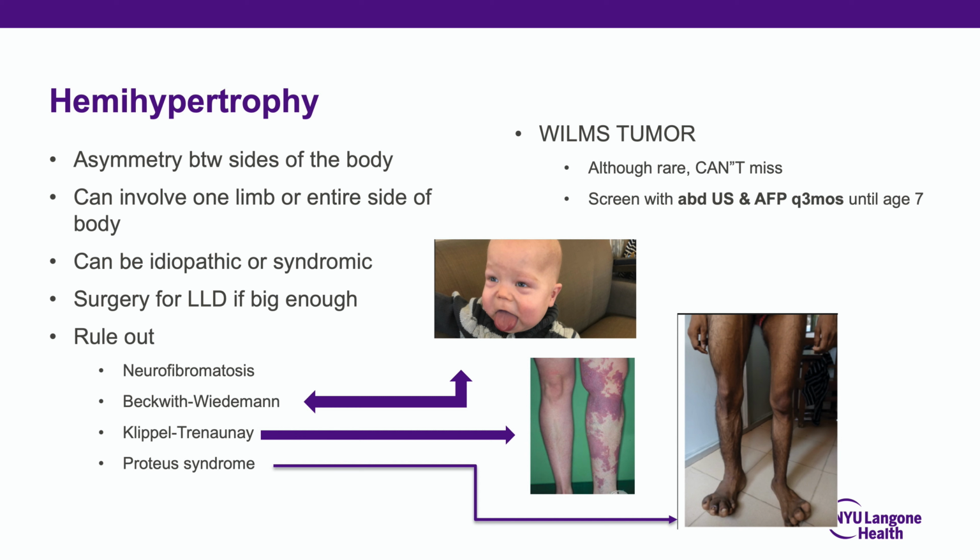You want to rule out neurofibromatosis. You want to rule out Beckwith-Wiedemann syndrome, which is typically characterized by a very large tongue, some glucose abnormalities, and microcephaly. This is typically evident at birth. Klippel-Trenaunay syndrome, which is characterized by vascular malformations on the larger leg. Again, children will typically have this diagnosis by the time they come to see you. And also Proteus syndrome, which is characterized by bony and soft tissue tumors on the large leg.